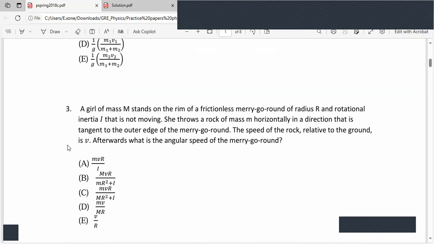So another question is again from mechanics, and the question says that a girl of mass m stands on the rim of a frictionless merry-go-round of radius r and rotational inertia I that is not moving. She throws a rock of mass m horizontally in a direction that is tangent to the outer edge of the merry-go-round. The speed of the rock relative to the ground is v. Afterwards, what is the angular speed of the merry-go-round?